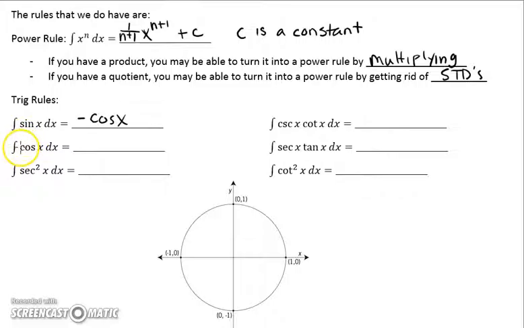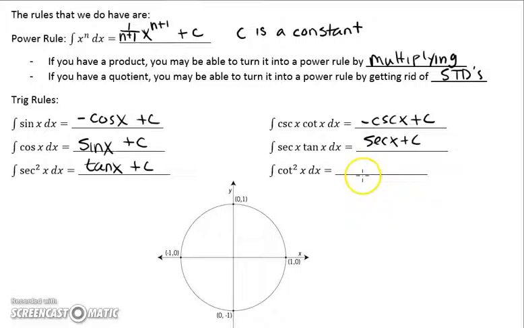The antiderivative of cosine: what function has a derivative of cosine? Well, sine has a derivative of cosine. What function has a derivative of secant squared? That's going to be tangent. And all of these things have our plus c. What function is going to have a derivative of cosecant cotangent? That's going to be negative cosecant x plus c. Secant tangent is just going to be secant x plus c. And cosecant squared is going to be negative cotangent.